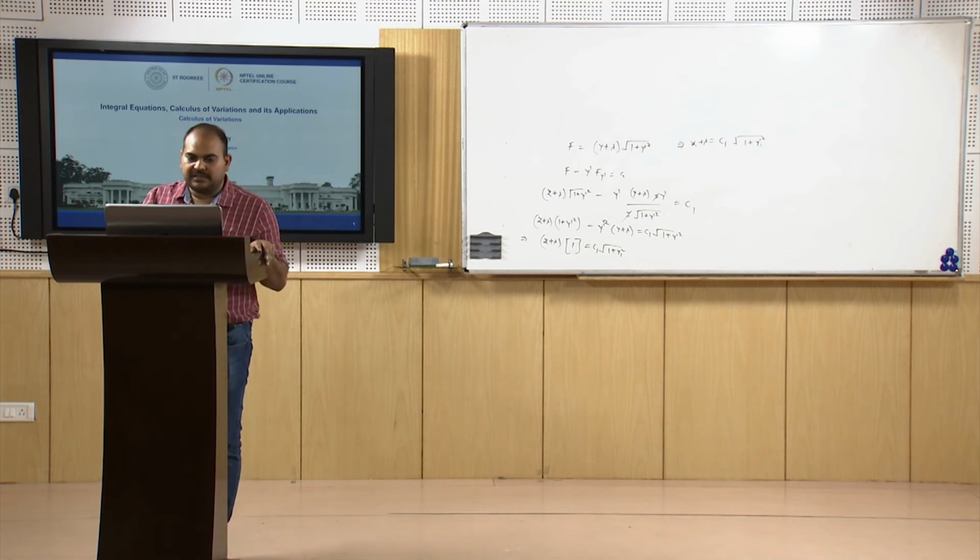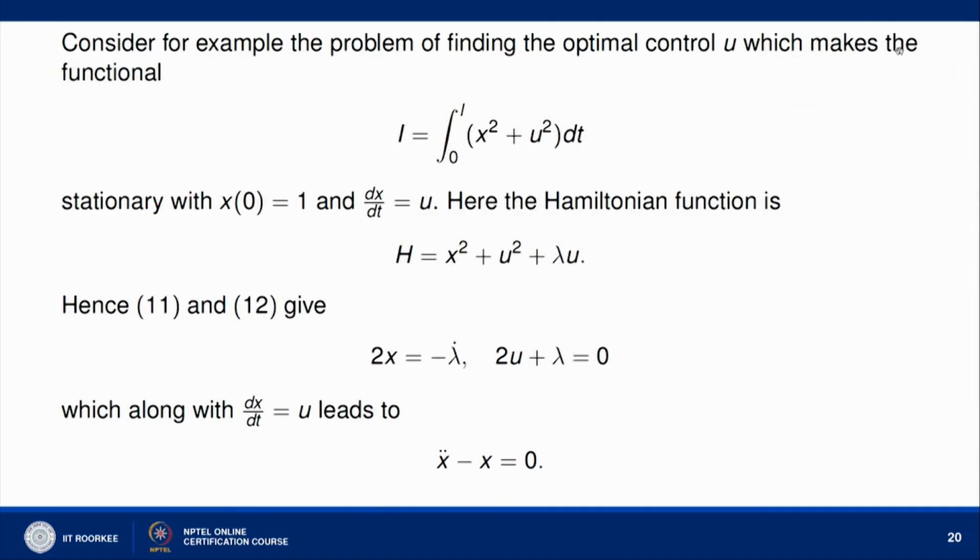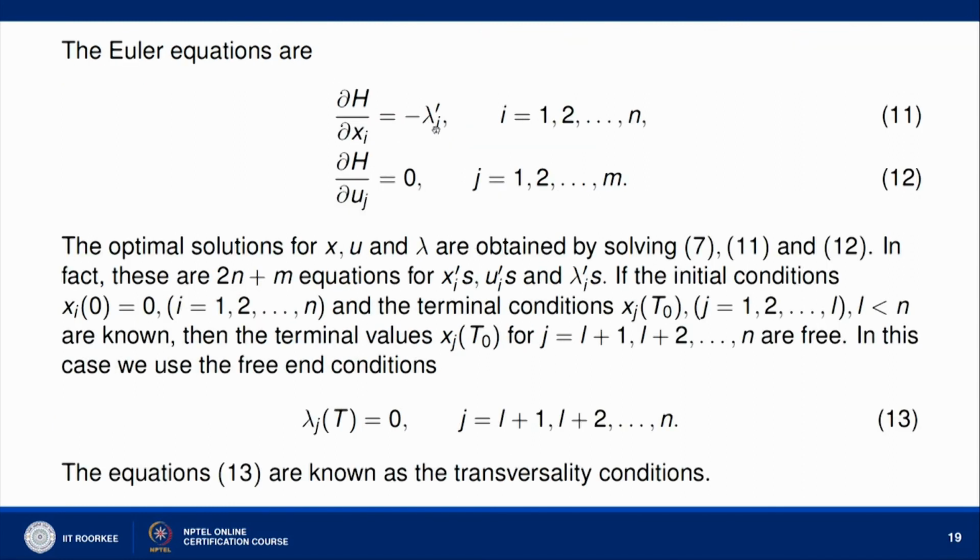Here we consider the example of finding the optimal control u which makes the functional stationary with the condition that x of 0 is equal to 1 and dx by dt is equal to u. So the control and state variable are related by this differential equation dx by dt equal to u. As pointed out, we can form the Hamiltonian function as h equal to x square plus u square plus lambda u, and we can apply Euler's equation, del h by del xi equal to minus lambda i dash and del h by del uj equal to 0.